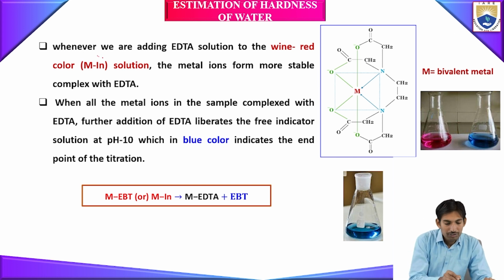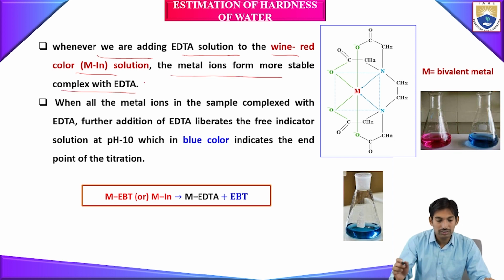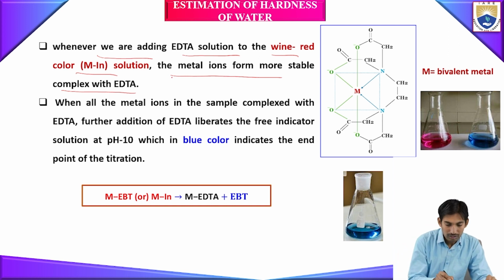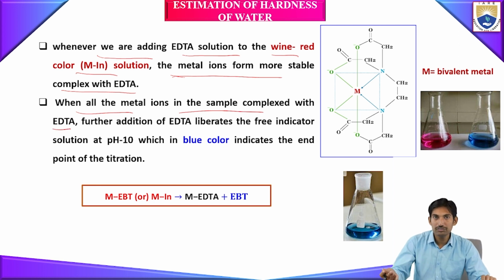Whenever we add EDTA solution to the wine red colored solution, the metal ions form a more stable complex with EDTA. In the previous slide, I explained that the metal-EBT indicator complex is very unstable. Whenever you titrate with EDTA solution, it forms a metal-EDTA complex and releases EBT, because the metal-EBT complex is unstable. So here it forms a strong, stable metal-EDTA complex, when all the metal ions in the sample are complexed with EDTA.